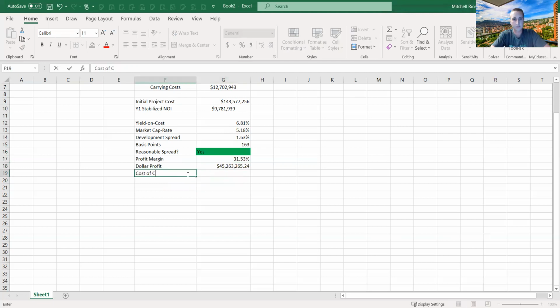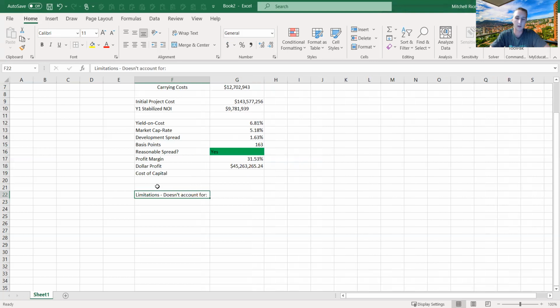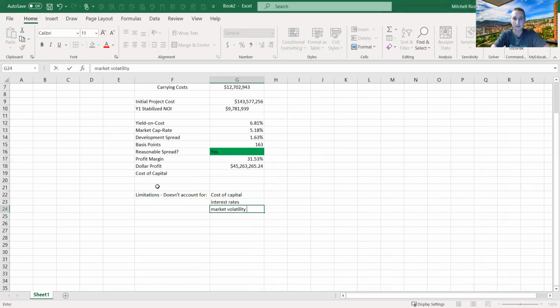But something you have to consider is, how do I put it? There are limitations for the developer spread. Let's write some of these limitations. The developer spread doesn't account for a couple things. To automatically respace this cell, Alt HOI. Those things are the cost of capital, interest rates, market volatility.